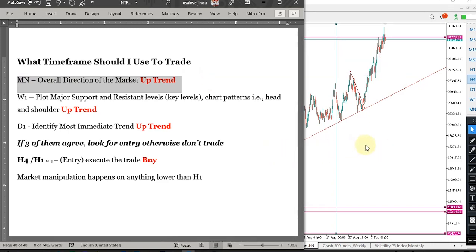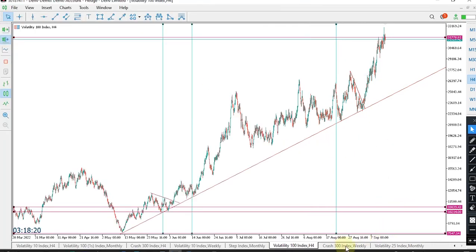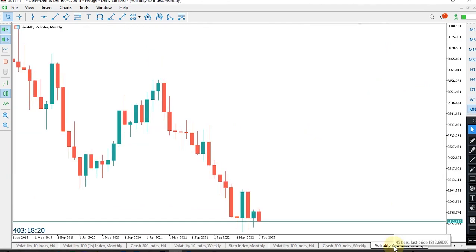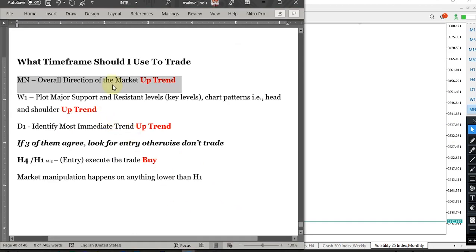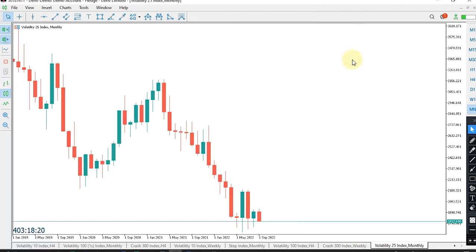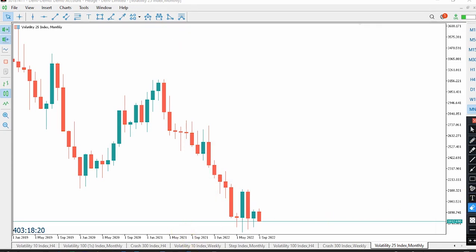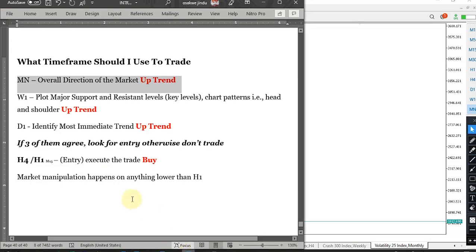Let's try another one, VIX. Okay, this is 25 and we are on the monthly time frame. So what do we do on the monthly time frame? We look for the overall direction of the market. So where is the direction of this market? It is heading down, is that not? Fine. First assignment done.